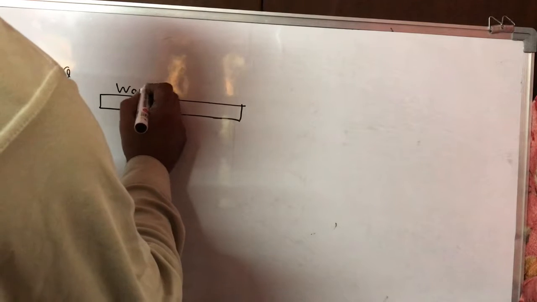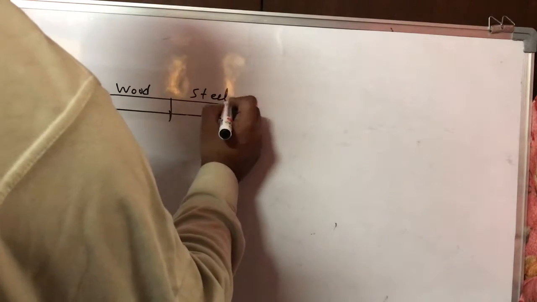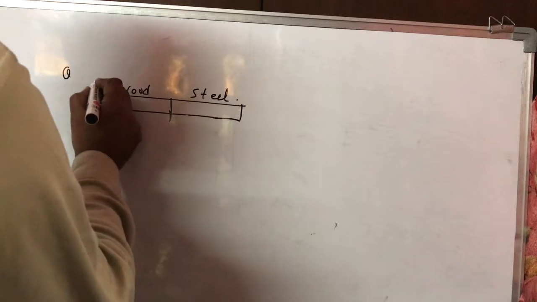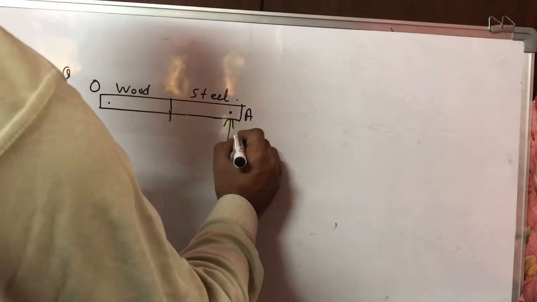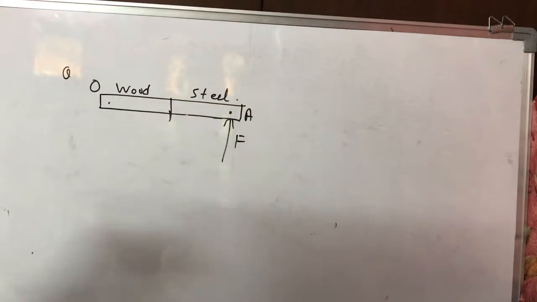This paper was conducted on 6th November 2019, and I have selected two questions which I am going to discuss with you. They are very good questions, and this first question says that they have given a meter stick. There is a meter stick given, half of which is made up of wood and half of which is made up of steel. Suppose it is pivoted at point O, and this end is point A. A force is applied at the end A to rotate this.